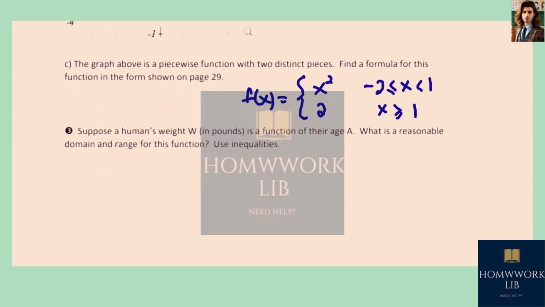If a human's weight is a function of age, a reasonable domain for the age, the domain would be ages, and probably from 0 included, that would be like the time of birth. There's not a correct answer here, but I would say maybe, I don't know, I've never really heard of many people living over 120. It's probably happened, but it's not common, but that's reasonable.